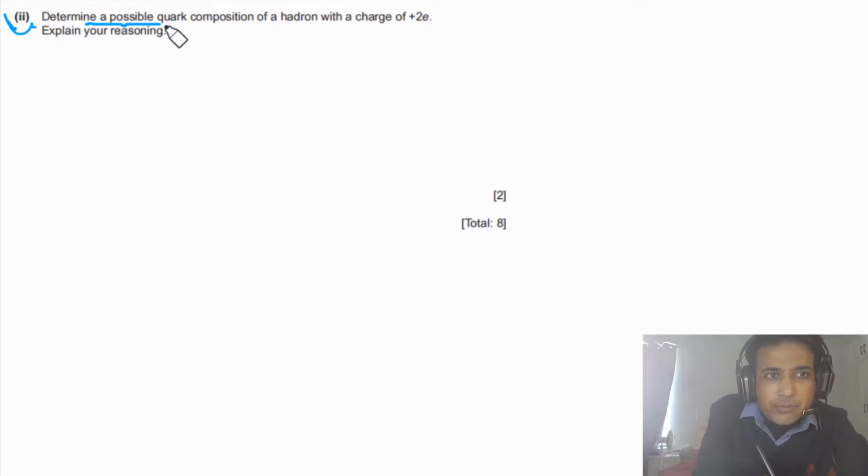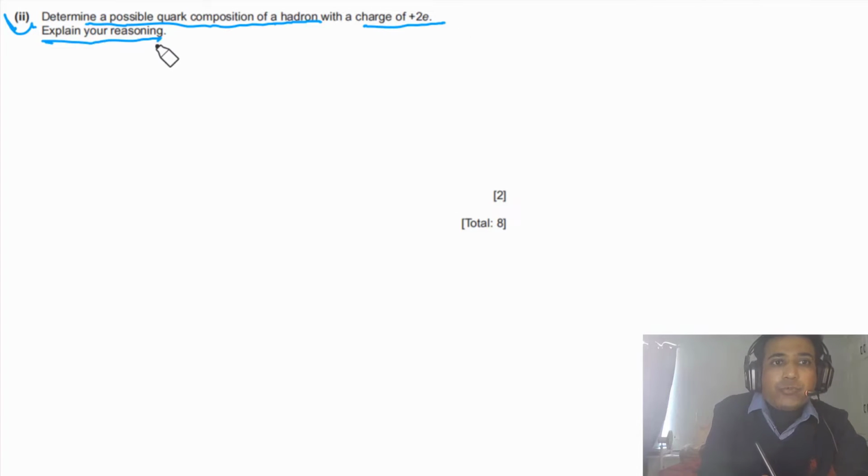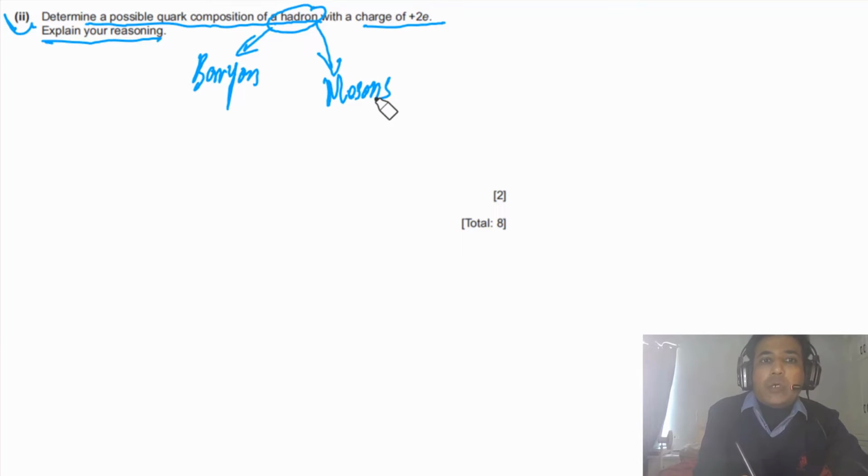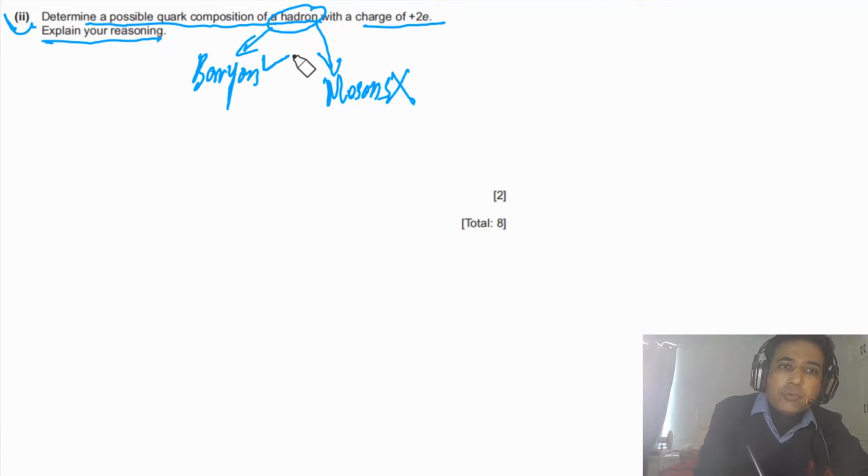Second part says determine a possible quark composition of a hadron with a charge of plus 2e. Explain your reasoning. They have made this question a little bit tricky because they are telling you this is a hadron, and a hadron can be classified into baryons, and it can also be classified into mesons. Mesons consist of one quark and one antiquark, so the charge plus 2e is not possible. Mesons cannot have charge plus 2e, so it has to be a baryon, so it consists of 3 quarks.